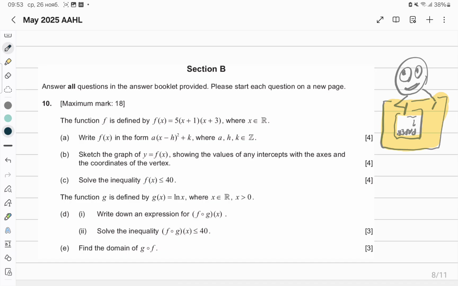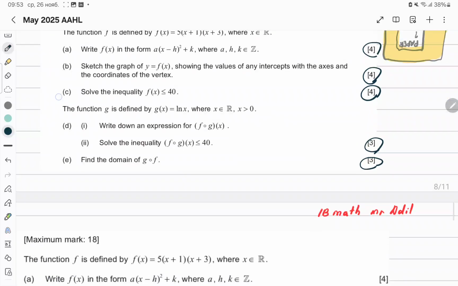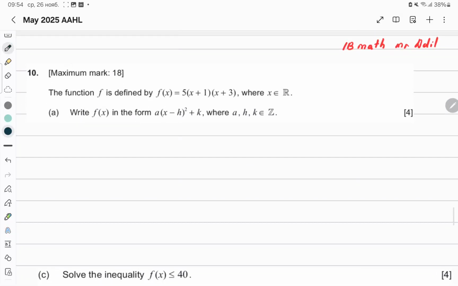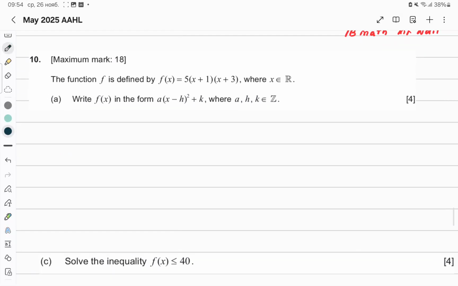Okay, so given the function f of x equals (5x plus 1)(x plus 3). So 4 marks, 4 marks, 4 marks, 3 and 3. Okay, and let's solve the questions one by one. I just cut and put question by question to make it more convenient for you and for me as well. Okay, let's start to solve.